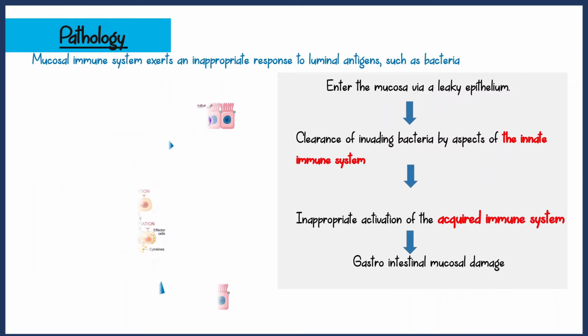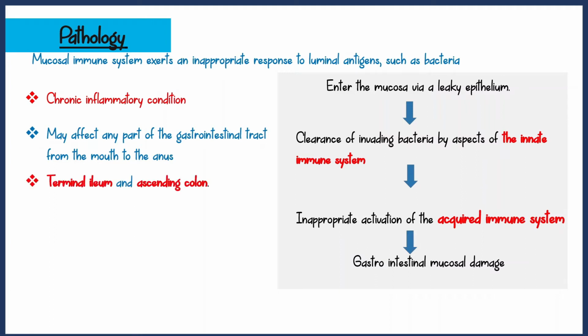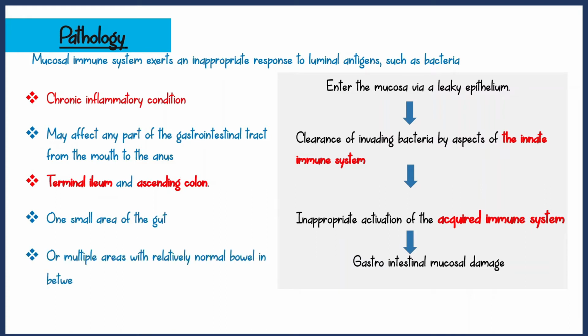Crohn's disease is a chronic inflammatory condition that may affect any part of the gastrointestinal tract from the mouth to the anus, but has a particular tendency to affect the terminal ileum and descending colon. The disease can involve one small area of the gut, such as the terminal ileum, or multiple areas with relatively normal bowel in between, also called skip lesions. It may also involve the whole of the colon, sometimes without macroscopic small bowel involvement.